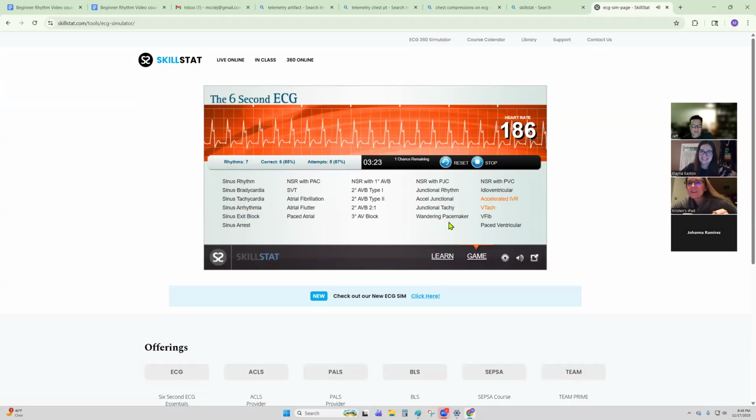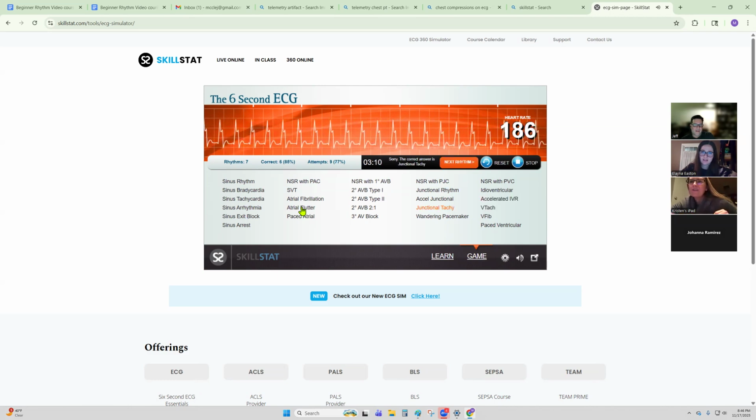Wait, what's it saying? Accelerated interventricular rhythm. Same thing, right? Why would it say idioventricular? So, like a 2-to-1 flutter, maybe? What? With a bundle? Junctional. Come on, that's bullshit. What?